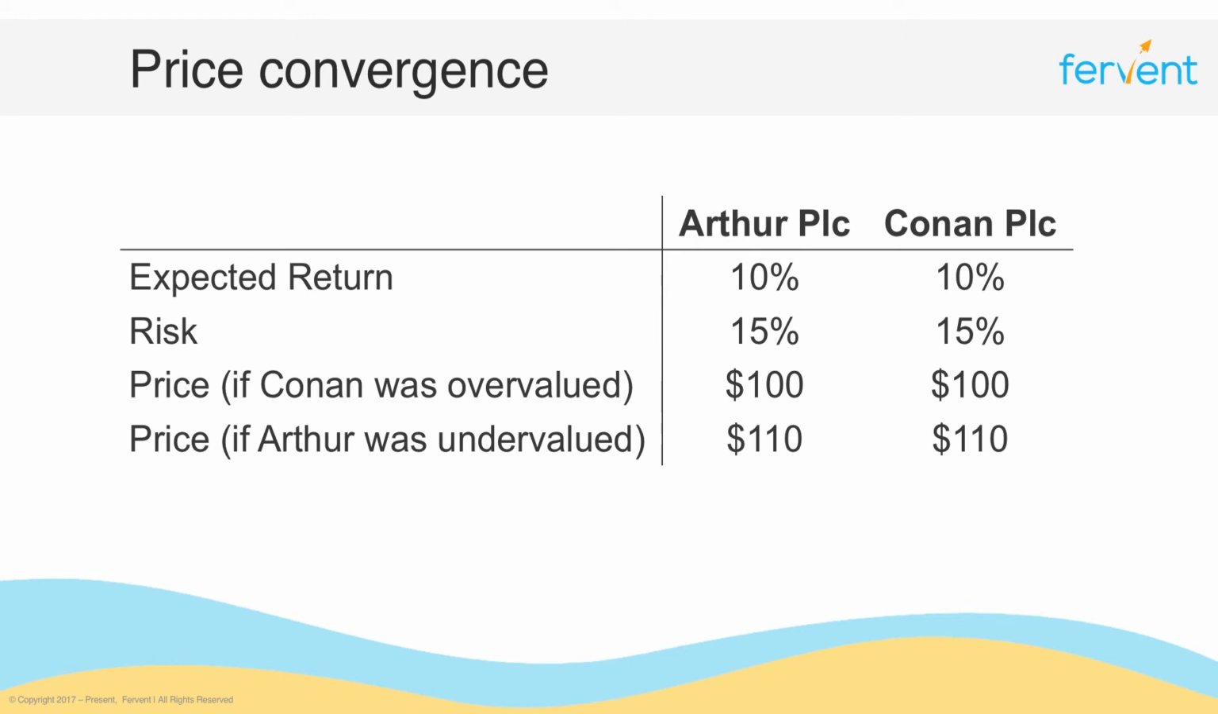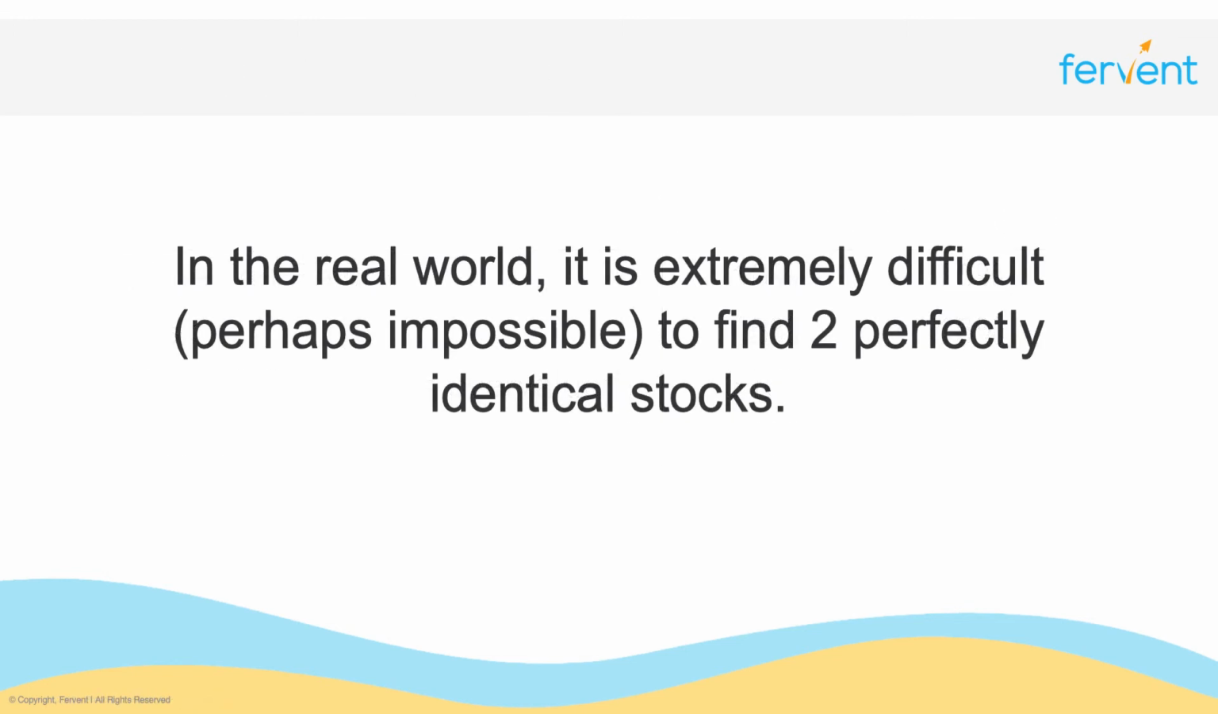Alright, hopefully that makes sense. Now importantly, in the real world, it's extremely difficult and perhaps impossible to find two perfectly identical stocks. Having said that, with a solid foundation and a good, robust system, it is possible to find two incredibly similar stocks. And that's exactly what we're going to learn how to do later on in the course.